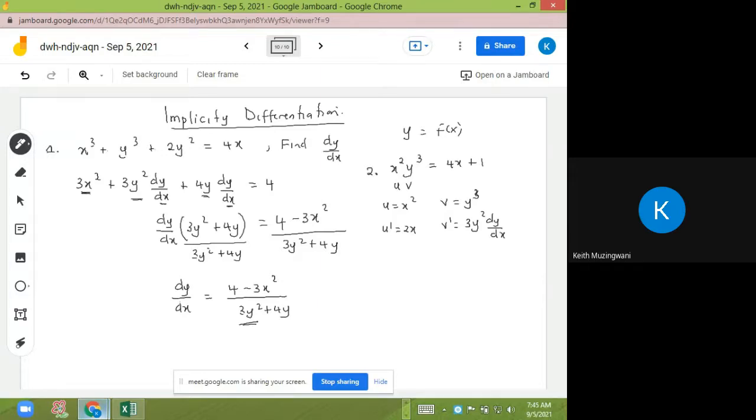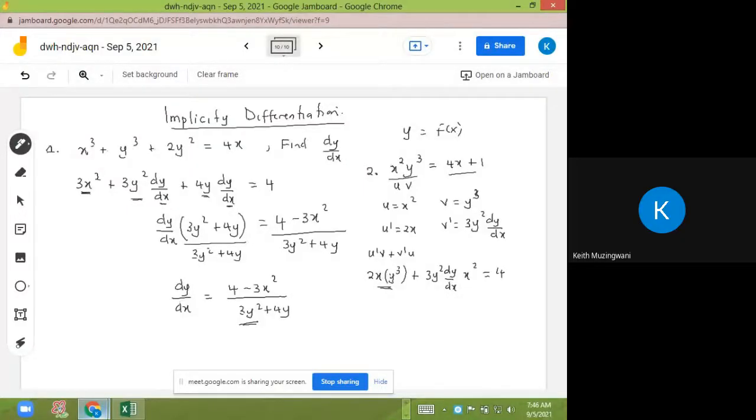So that the derivative of this is going to be u prime v plus v prime u, which is u prime is 2x, v is y to the power 3, plus v prime is 3y squared dy/dx, multiplied by u, which is x squared, is equal to the derivative of 4x plus 1: 4x is 4, of 1 is 0.